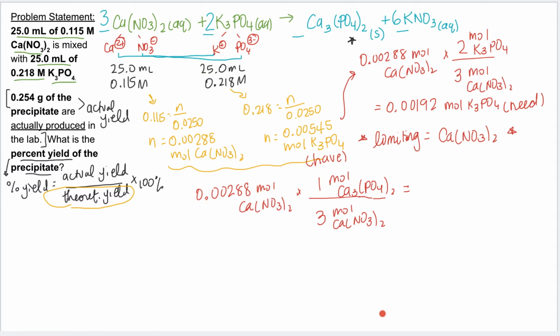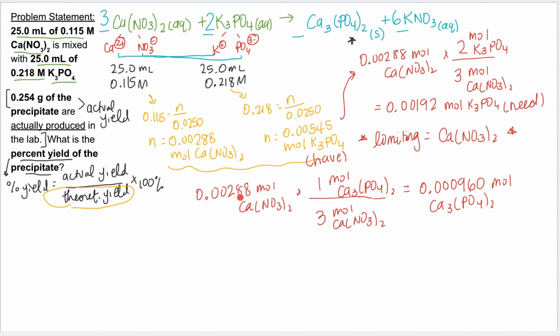So that's going to tell us to take the 0.00288 and divide it by 3. And we're going to get just about 0.000960. I'm going to keep 3 sig figs. That's how many moles of calcium phosphate I can expect to produce, assuming all of our limiting reactant gets used up.